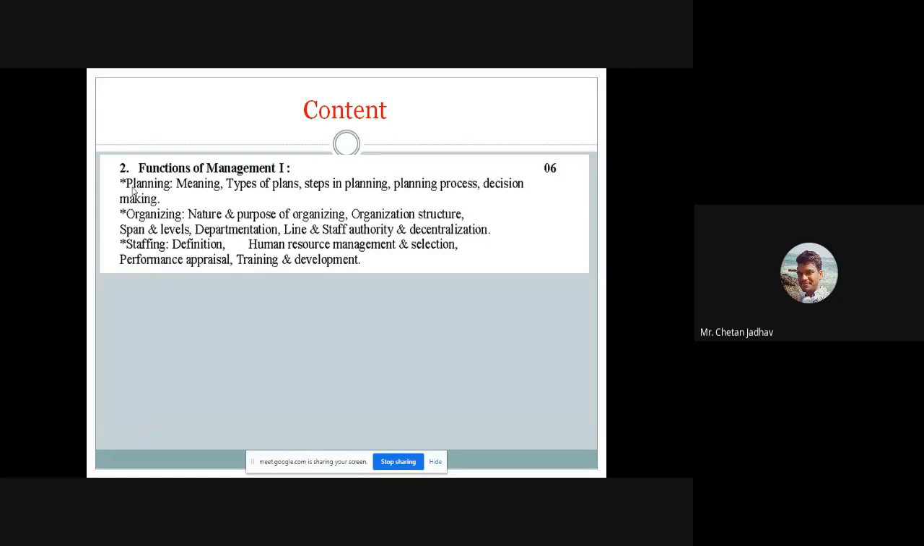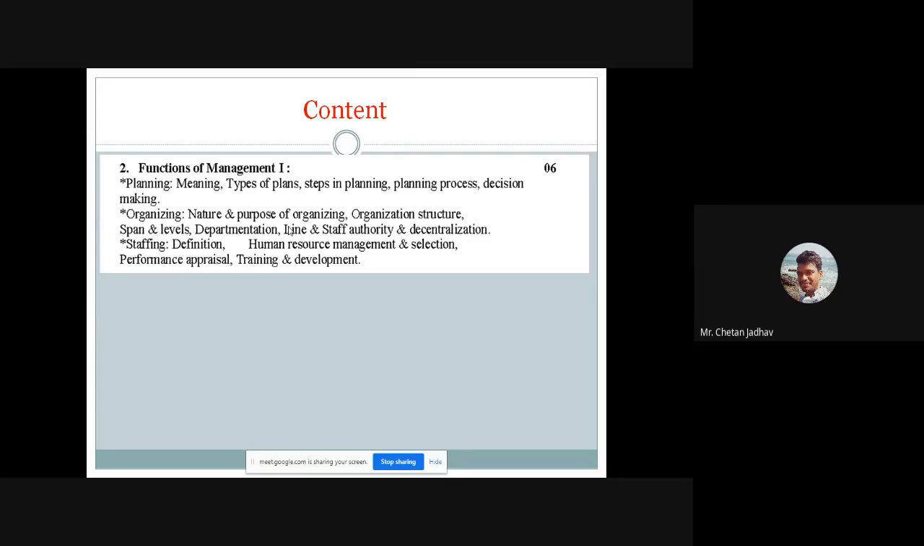Then we have seen that there are different types of planning, and which type of planning is suitable for a particular operation or process. Then we have discussed the different steps in planning. In those steps there are some important steps.